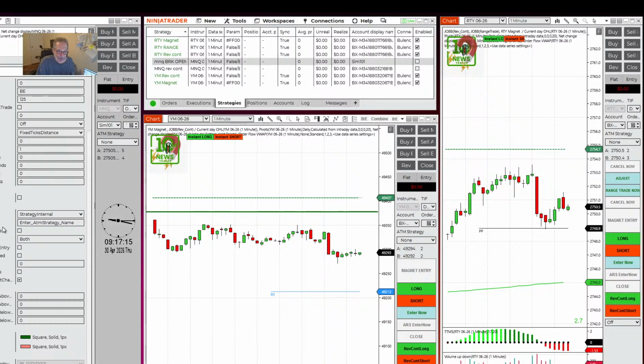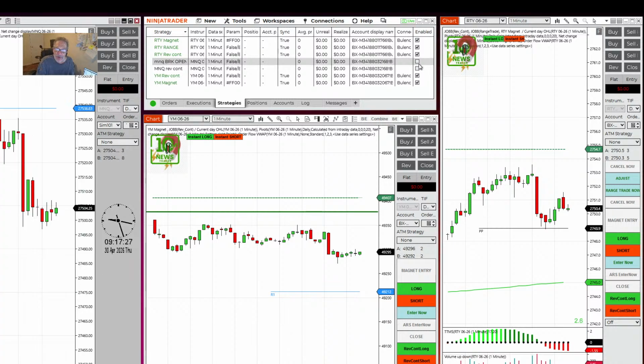Under optional, I turn off the show vertical line on entry so we don't get that line when we put our trade on the charts. We apply it, we OK it, and we can turn on our breakout.